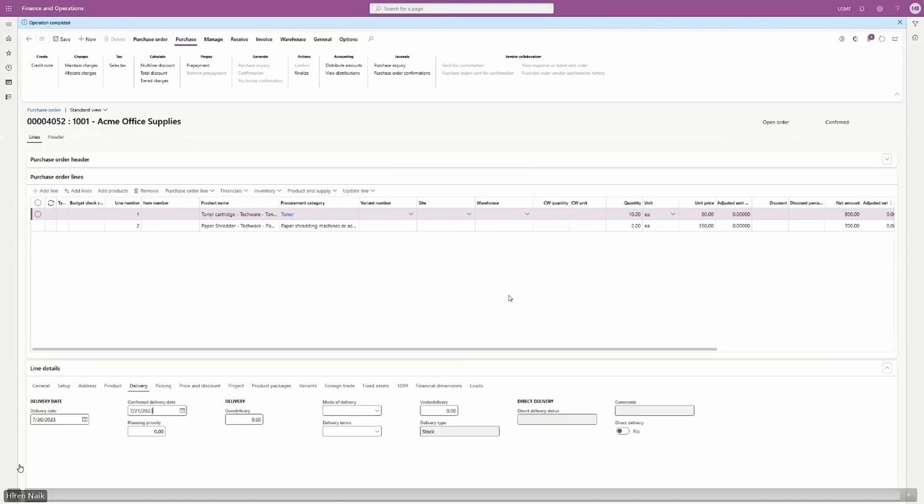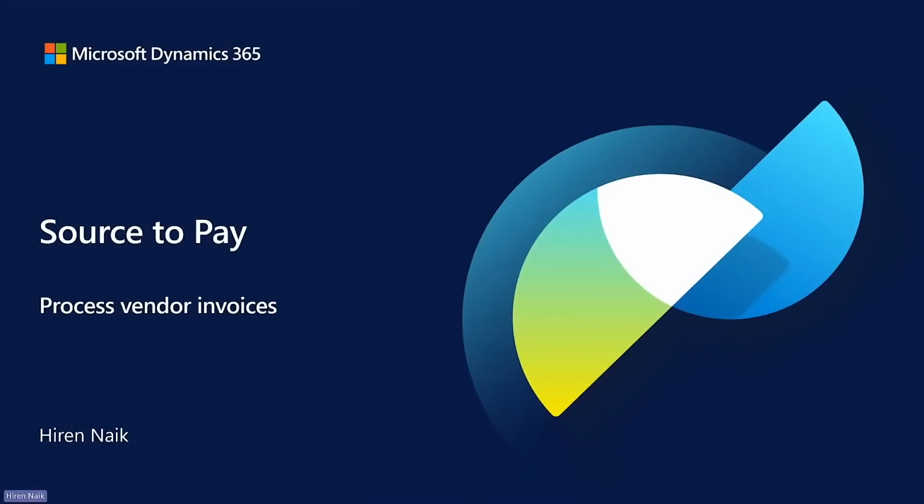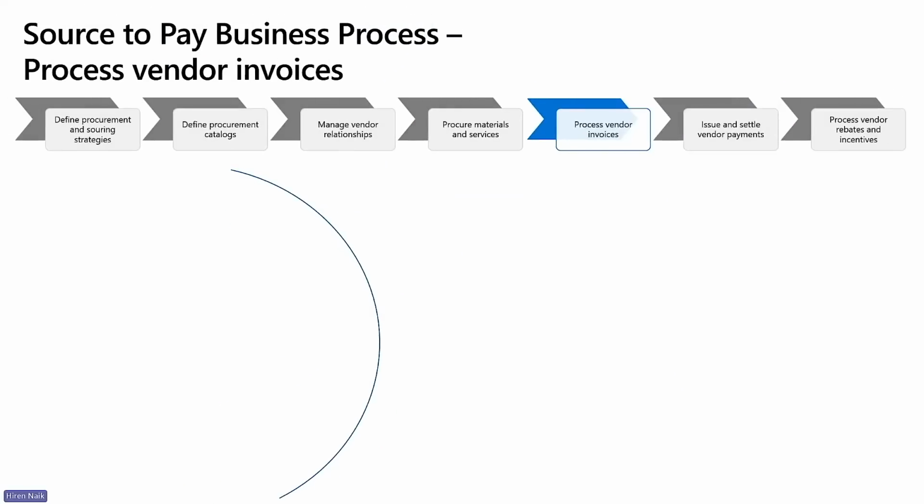So now let's review the processes on the accounts payable side. Payable processes start with the invoicing process. This business process area involves processing vendor invoices by verifying the recorded invoice accurately, matching invoices to the purchase order or the product receipts, and then performing the 2-way or 3-way matching, and finally approving and posting the vendor invoices.